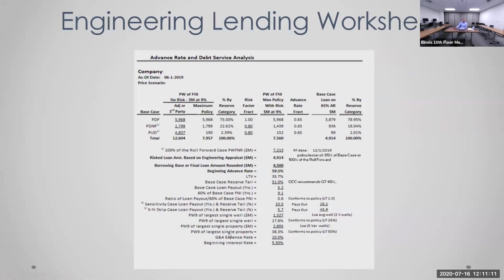Then the PV9 of the largest single property, that's it right here. That's how much it composes. Again, we want that to be under 50%. And obviously by single property, I mean lease. So a lease can have 50 wells. It can have whatever number of wells. So obviously that number has to be higher than the 25%. That's just the interest rate that we decide to do the loan at. And that's G&A expense rate, which is basically our overhead rates.